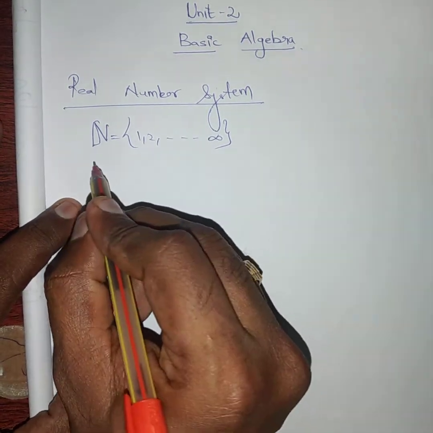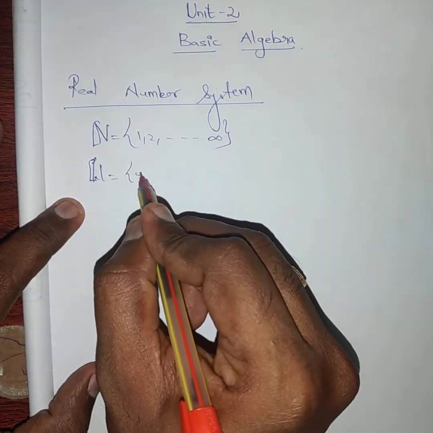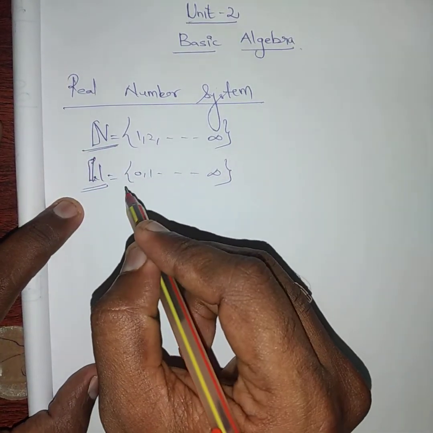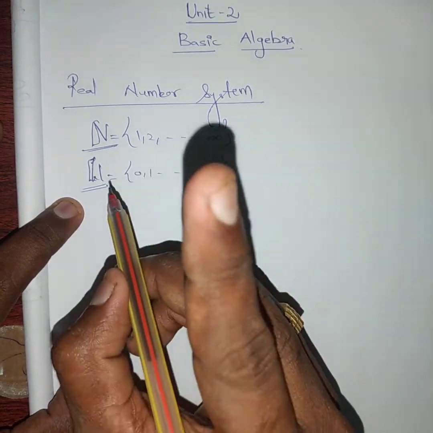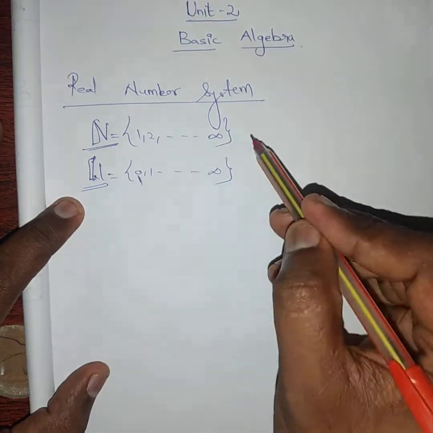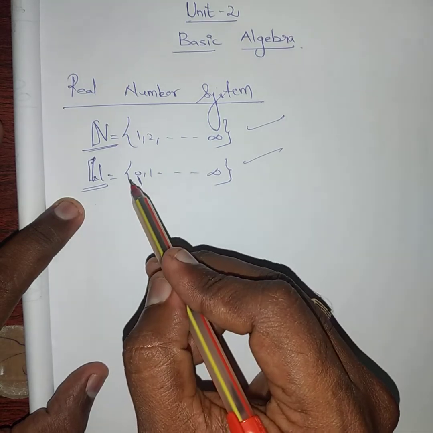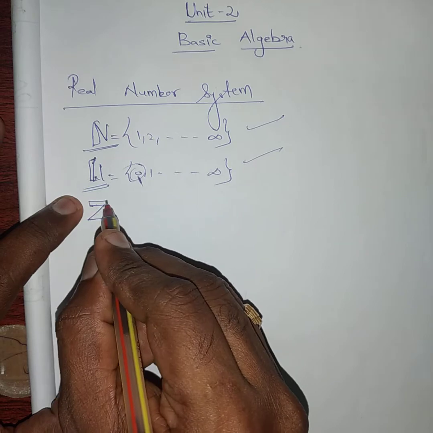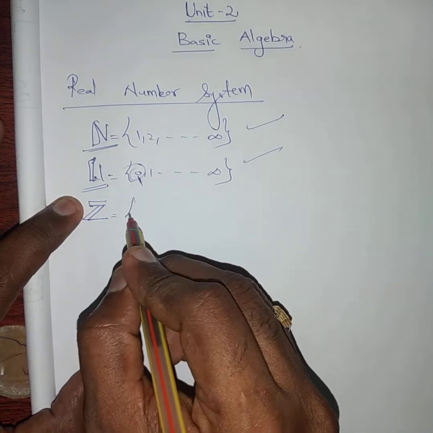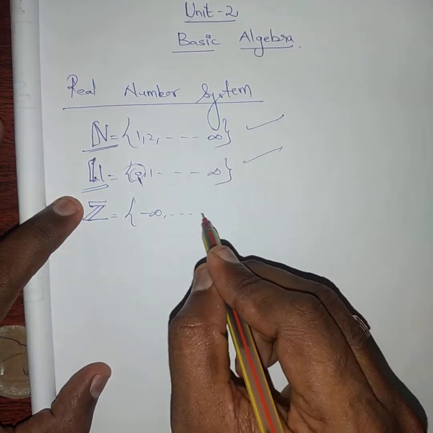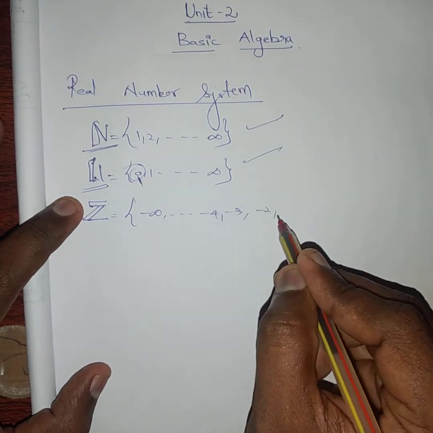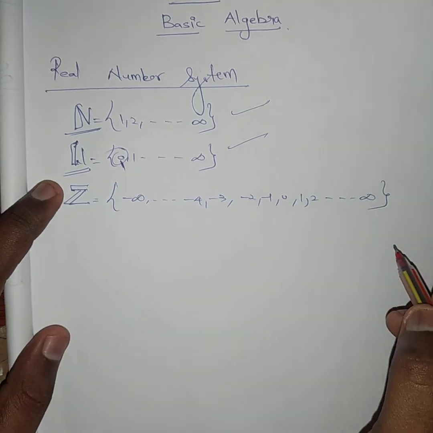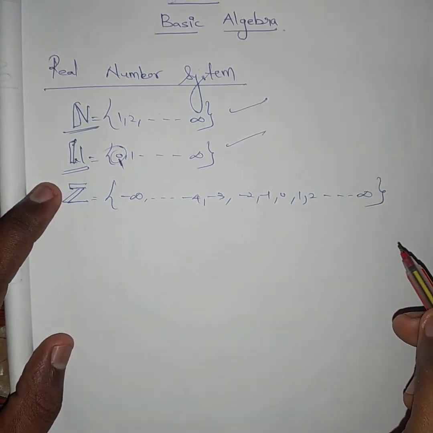Next, the whole numbers, W: 0, 1, goes on up to infinity. The natural numbers and whole numbers differ by only a single element, nothing but 0. Next, integers. The integers stand for Z, which is minus infinity, goes on minus 4, minus 3, minus 2, minus 1, 0, 1, 2, goes on up to plus infinity. That is called integers.